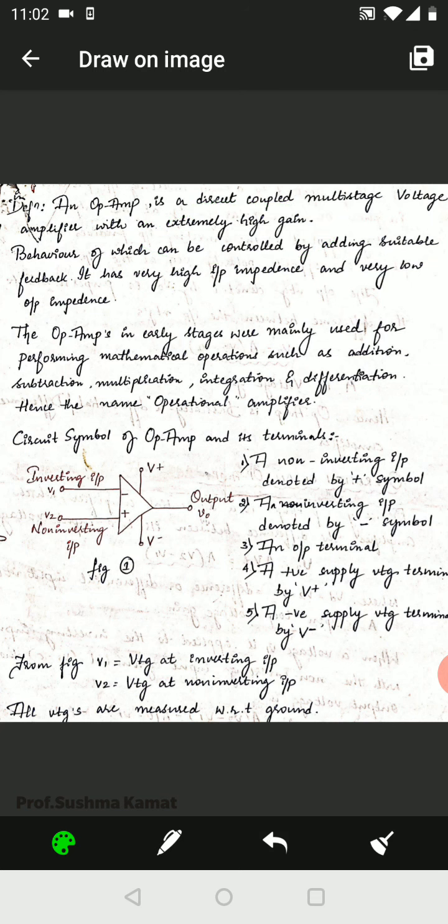So let me again repeat. The definition of an op-amp is it is a directly coupled multi-staged voltage amplifier with extremely high gain. Now, if you want to control the behavior of an op-amp, you are supposed to connect a suitable feedback. About this I'll be explaining as and when required, but as of now you can understand it in this particular way. If you want to control the behavior of this particular op-amp, you're supposed to connect a suitable feedback.